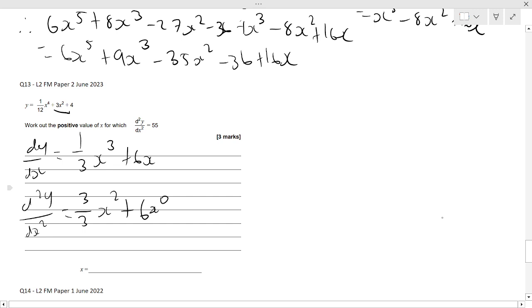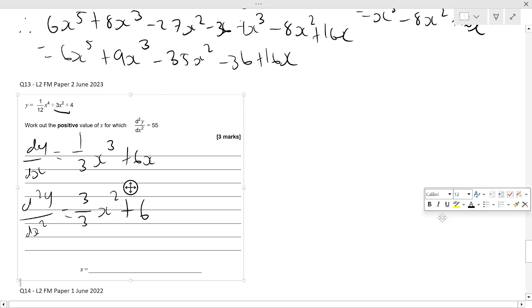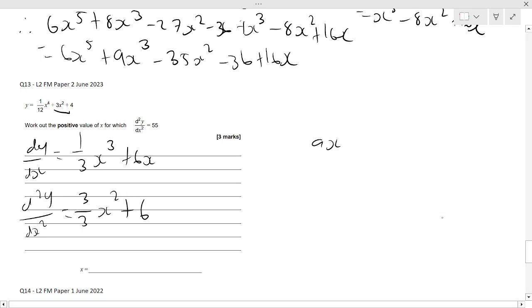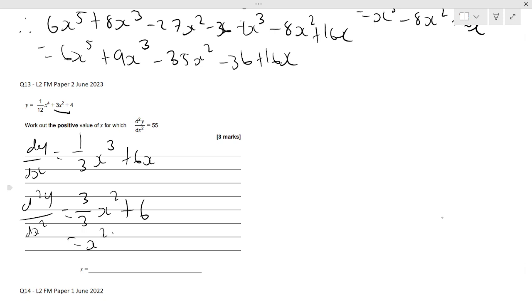So you knock 1 off. But x to the 0, as we just discussed, is 1. So we're just left with 6. And in general, when you have a linear term like this, ax, it will always just go to a, okay, because of this. So 6x will go to 6, for example. Okay, but we can simplify this because this goes to 3 over 3, so it's x squared, isn't it? Because 3 over 3 is 1.